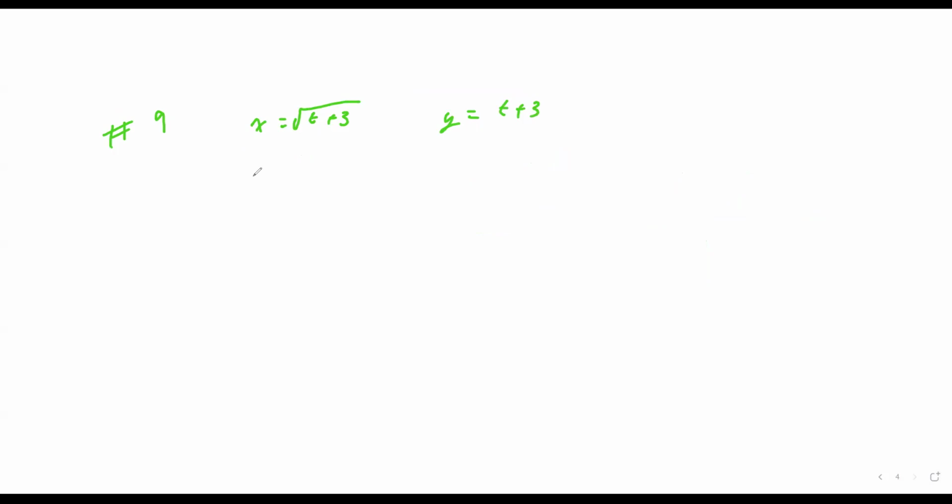Again, it doesn't matter which one you solve. I just naturally default to my x, but it doesn't matter. So I'm going to square both sides, get rid of that square root. So I get x squared equals t plus 3, and then I'm going to subtract 3 on both sides. So I get x squared minus 3 equals t. And then I back substitute that in. So I get y equals x squared minus 3 plus 3. So that would just give me y equals x squared.